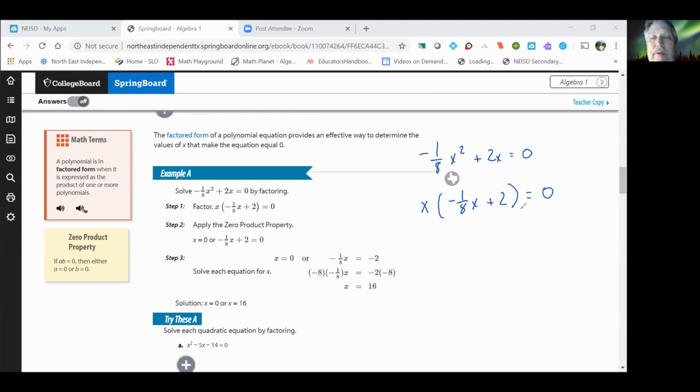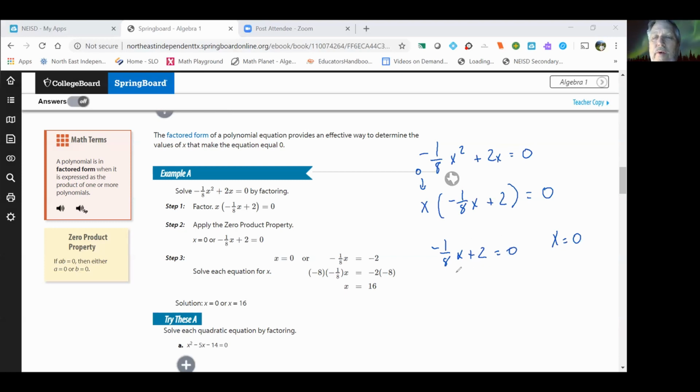Now, what we have to think about is, how can I make this whole thing equal to 0? Well, if this x is equal to 0, then 0 times whatever is in the parentheses will be equal to 0. So that's how I know that x equals 0 is one of the solutions. The other opportunity, though, is if whatever's in this parentheses is equal to 0, then the whole thing will be equal to 0. So I'm going to set this negative 1/8x plus 2 equals 0.